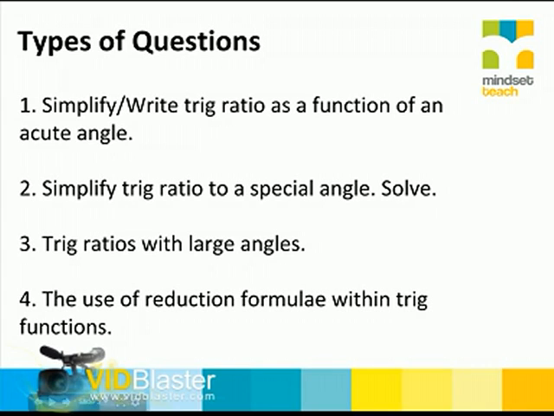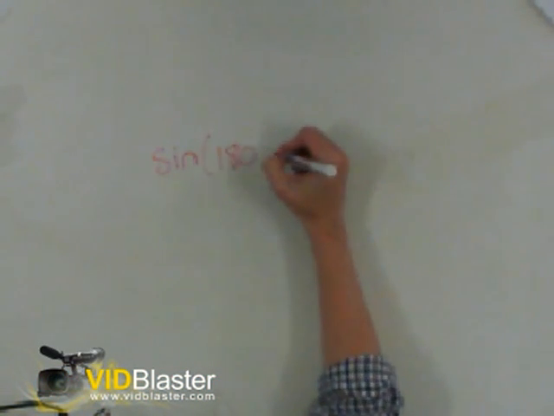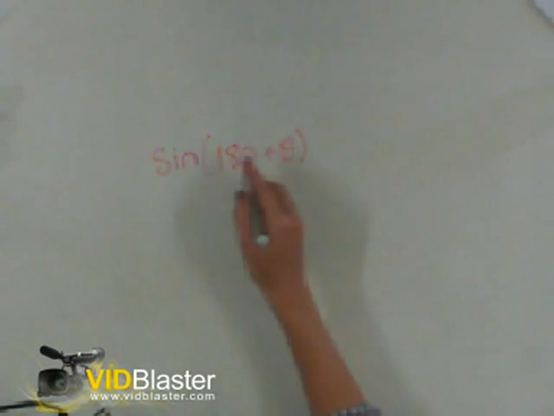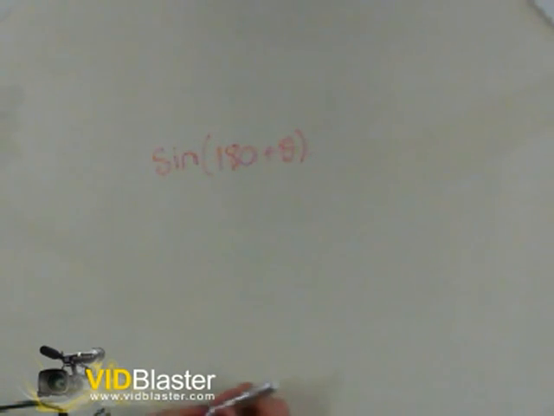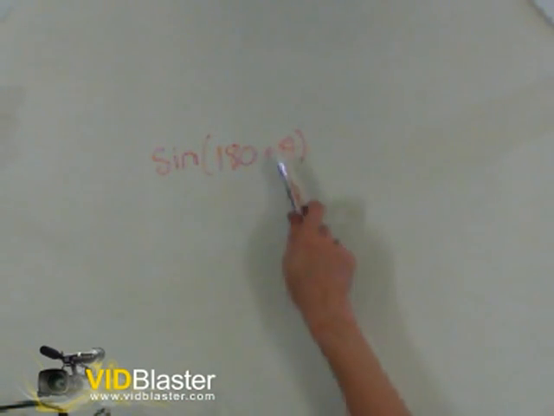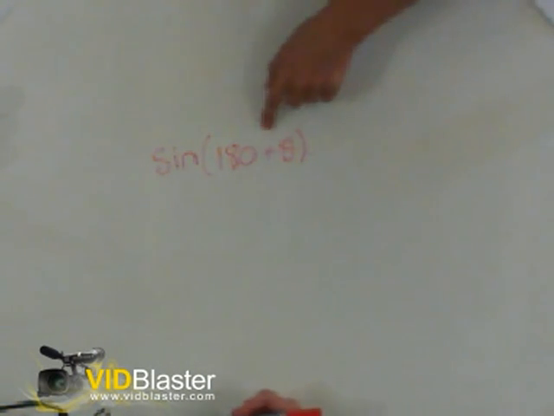Yes, well, when I was going through the show and looking at what I could teach you, I tried to identify 4 broad areas of questions that we would get within reduction formulae. And the first one is probably the most basic. It's just to write a trig ratio as a function of an acute angle. So if I can give an example, we'd have something like sine of 180 plus theta, and we want to write this out as a function of an acute angle, and obviously theta is an acute angle. And obviously it's 180 degrees.